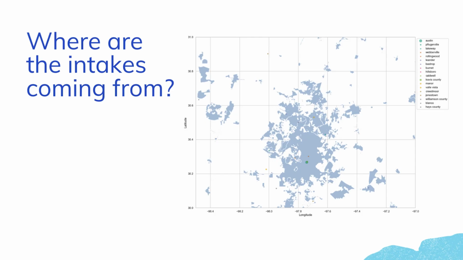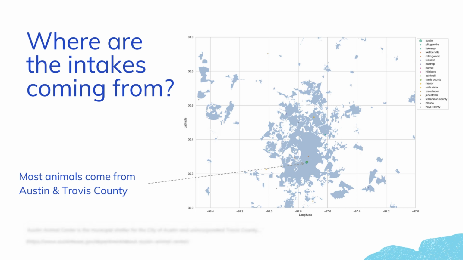So we begin our analysis by looking at the question: where are the intakes coming from? And you can see from this slide that most animals are coming from Austin and Travis County, which makes sense because the Austin Animal Center is a municipal shelter for the city of Austin and the unincorporated Travis County. While there are other cities and counties that have input towards the shelter, Austin and Travis County account for the majority of those animals that come in.